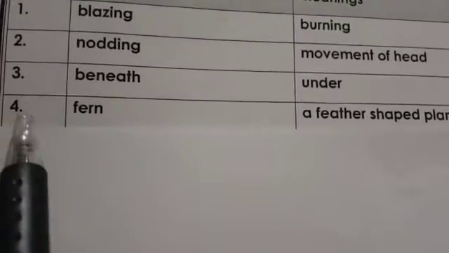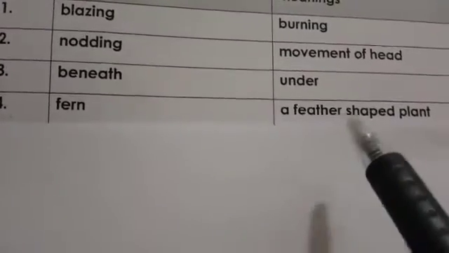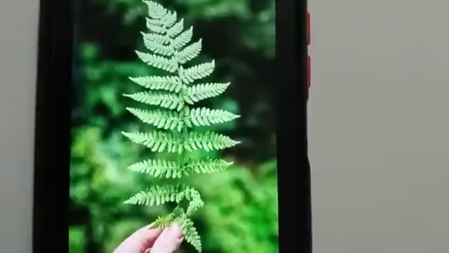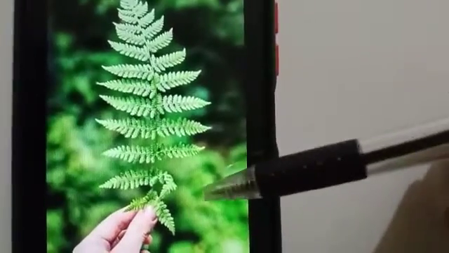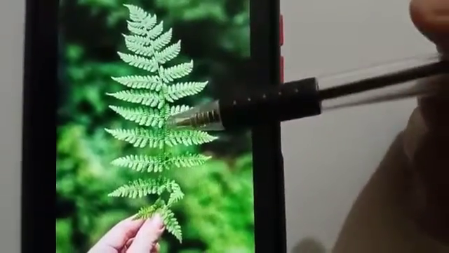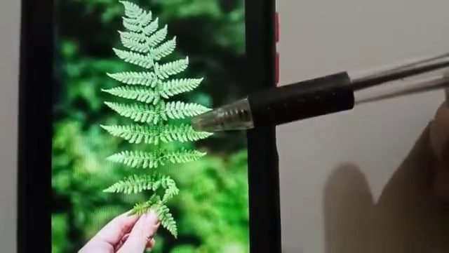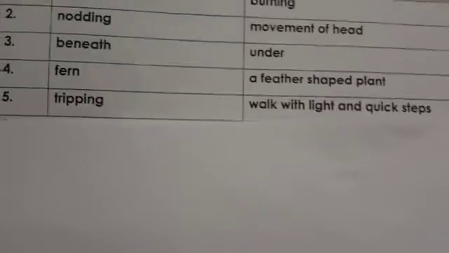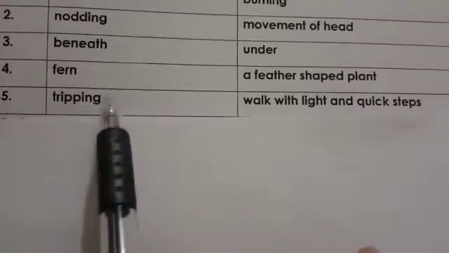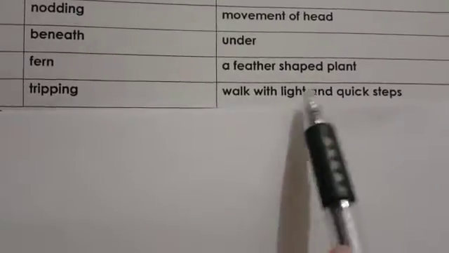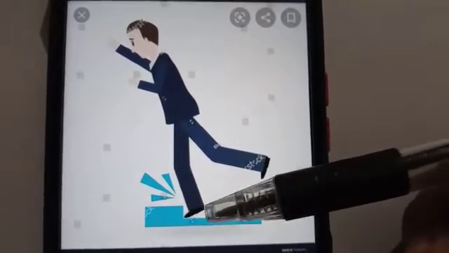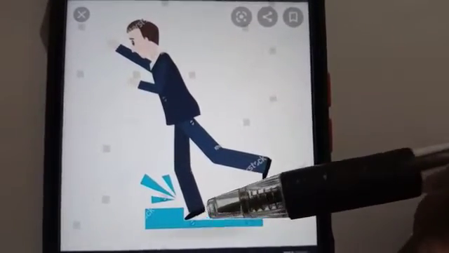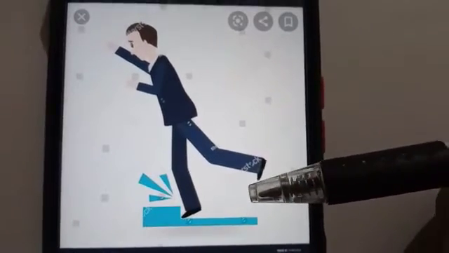You have to write your fourth word, that is fan. A feather-shaped plant. Look here in this picture, it's a fan plant and it is like the shape of a feather. Okay, so it's a fan leaf. Then you have to write your fifth word, that is tripping. Tripping means walk with light and quick steps. Look here in this picture, the man is tripping on a hedge. It means he is walking with light and quick steps.